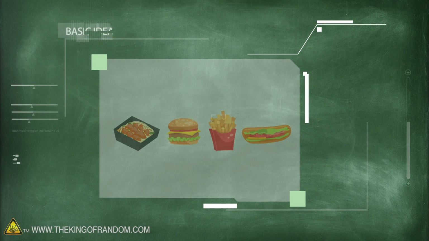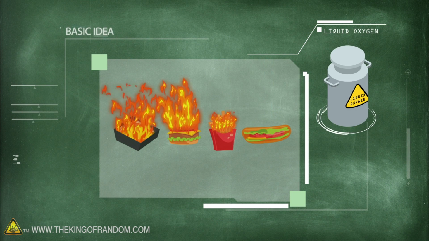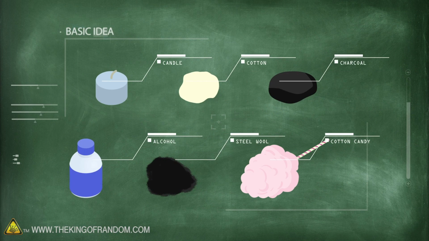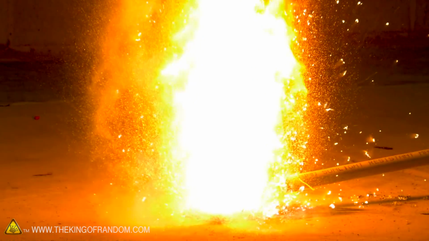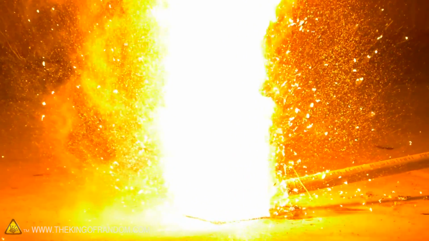Here's the basic idea. We've had a fun few experiments in the past using liquid oxygen, which lets things burn much more rapidly. We've got some new things we want to try and some twists on some old ideas. Burning, as we know it, is a process by which things chemically combine with oxygen, and there's an outpouring of energy, heat, and light. Called fire.